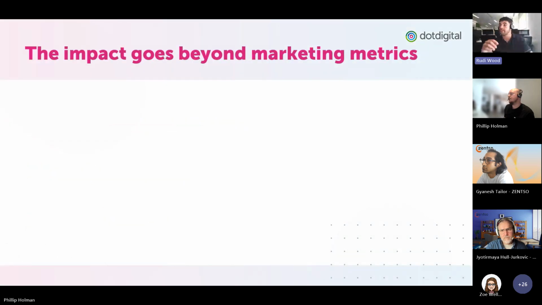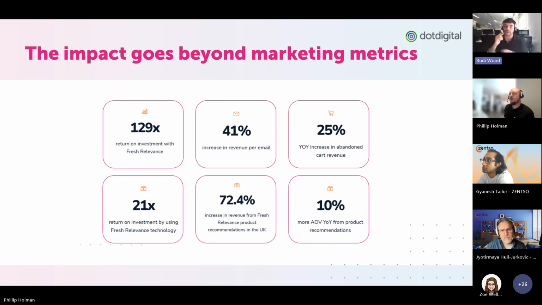A few key metrics that we can look at here, using Fresh Relevance, which is now under the Dot Digital umbrella: 129 times return on investment across Fresh Relevance and Dot Digital as a standard. We see a 41% increase in revenue per email, and then just another key one, a 25% year-on-year increase for inbound cart revenue. So a lot of you will be doing events. How many of those individuals are attempting to register for that event and sort of leaving it there?